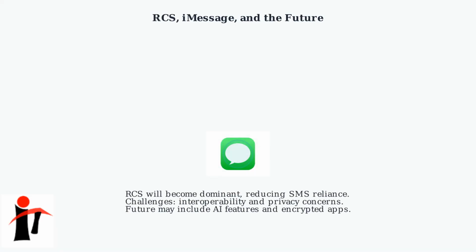However, iMessage remains exclusive to Apple devices. This creates interoperability issues where messages between iPhone and Android users default to basic SMS, resulting in green bubbles and reduced functionality. Looking ahead, RCS is expected to become the dominant messaging standard, potentially reducing reliance on SMS.